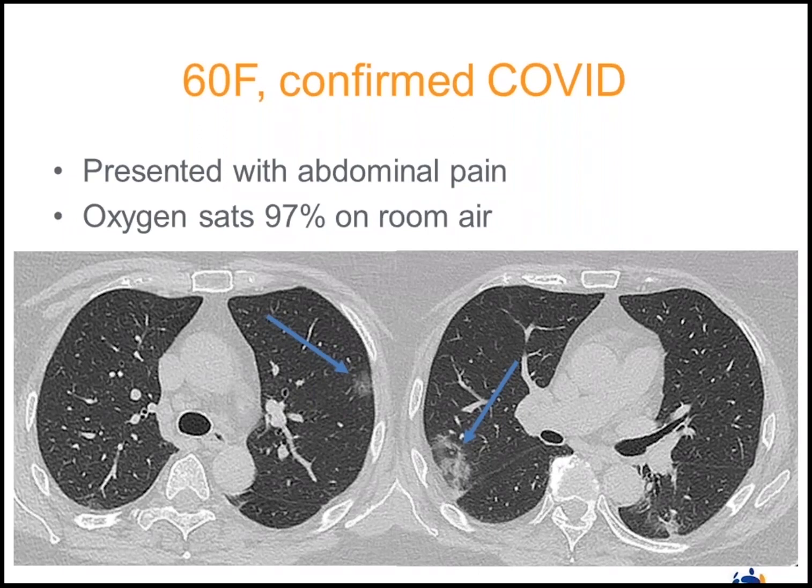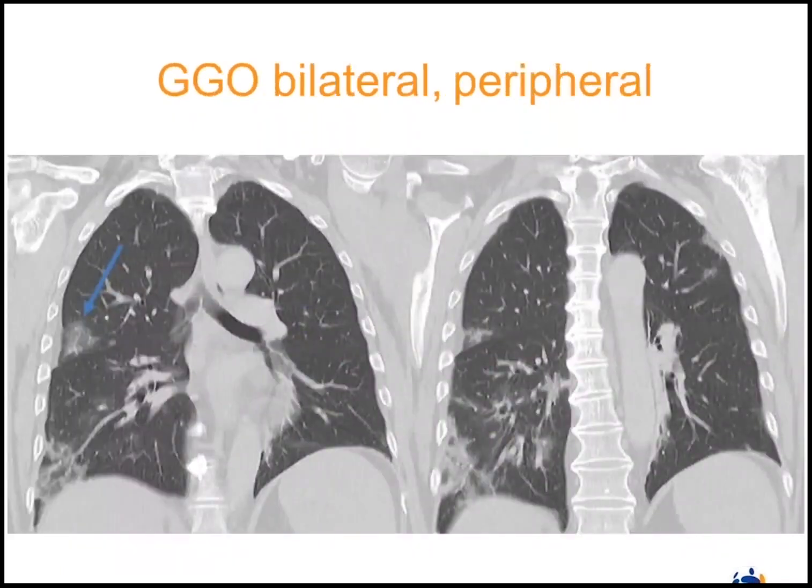There's no crazy paving. And the coronal reformats, again, demonstrate the peripheral nature and that there's a slight basal predominance. So this is also a typical case, but the findings are more mild.